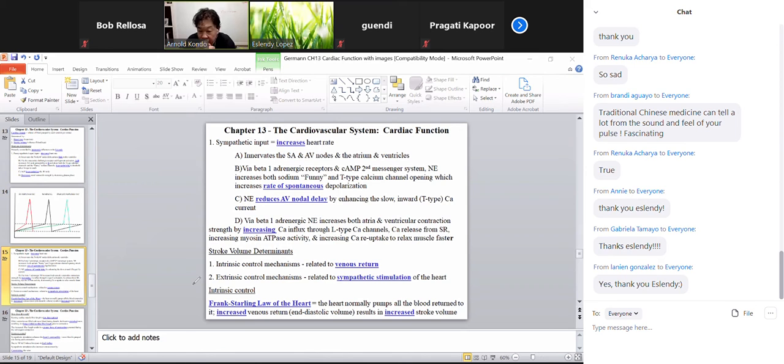Again, if you read this definition, the heart normally pumps all the blood returned to it. So if you increase venous return, and this is where that term end diastolic volume comes into play, you get increased stroke volume. And so here's the premise right now.